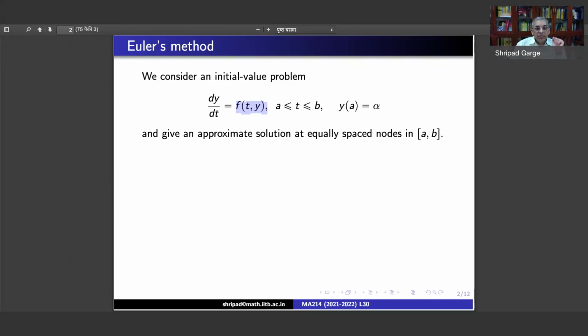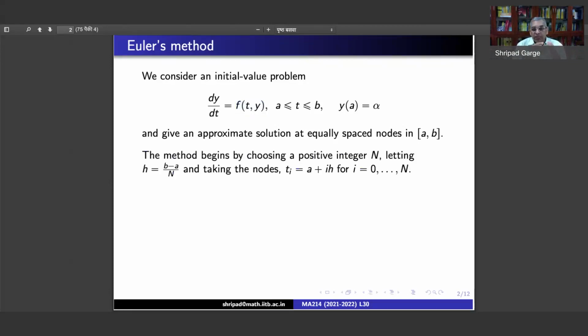The method begins by choosing a positive integer capital N, letting small h be the division of b minus a by N. This will be the step size between those equally spaced nodes, so a single step size will do. Then we take these nodes t_i, which are a plus i h. So they will be a plus h, a plus 2h, a plus 3h, and so on, all the way up to b. That's what we have.